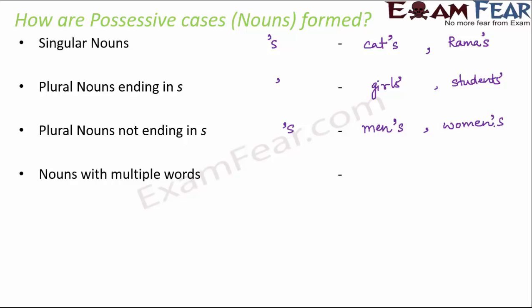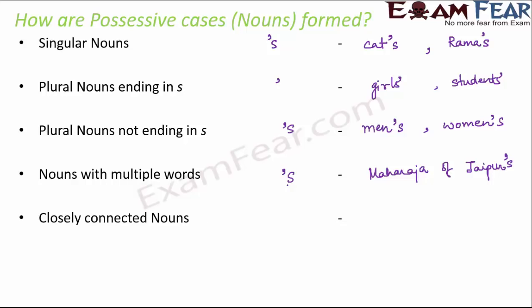What about nouns with multiple words? For example, Maharaja of Jaipur. Even though there are three words, all together it represents just one thing, right? Just one person. So when you want to say the bed of Maharaja of Jaipur, that means the bed belonged to the Maharaja of Jaipur. So how do you write that? Maharaja of Jaipur's. You do not write Maharajas of Jaipur's. You just write Maharaja of Jaipur's daughter. Right? So here also you just put apostrophe S.